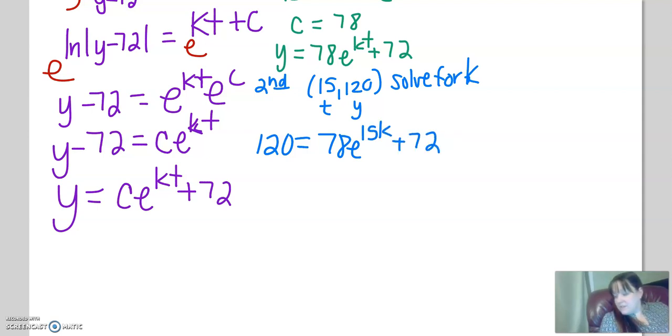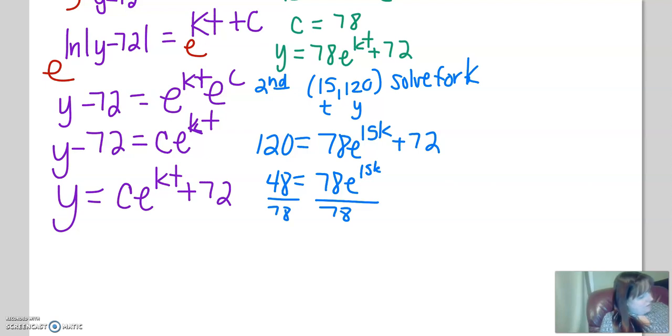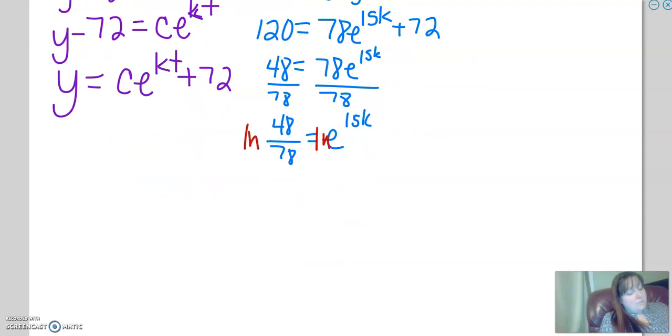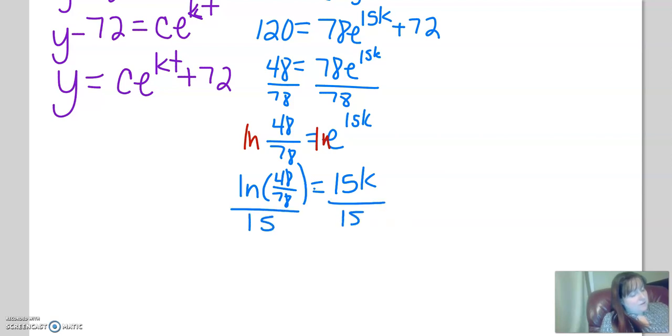So we subtract 72 from both sides, and we get 48 equals 78 e to the 15k. Divide by 78, and we get 48/78 equals e to the 15k. Now to undo that, we need to take the ln of both sides, and we end up with ln of 48/78 equals 15k. Divide by 15, and we have ln of 48/78 over 15 equals k.